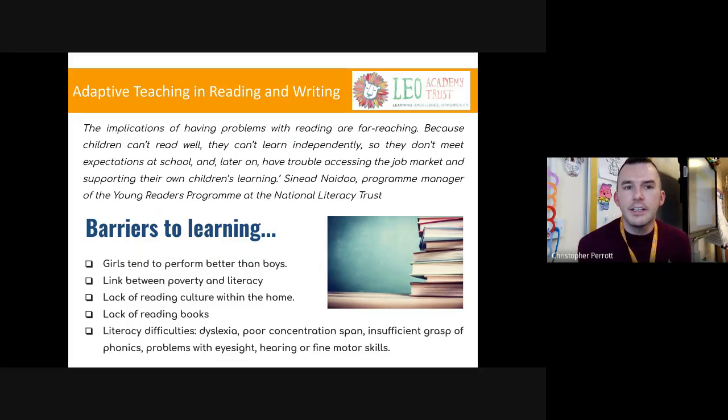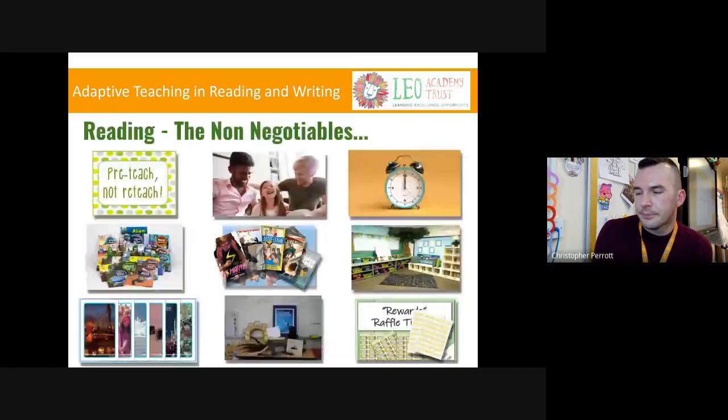Now, the barriers to learning in terms of reading, we know that girls tend to perform better than boys. There is an obvious link between poverty and literacy. There can obviously be a lack of reading culture within their homes and a lack of reading books. Now, as I said earlier on, children could also have literacy difficulties such as dyslexia, poor concentration span, insufficient grasp of phonics, problems with eyesight, hearing, or fine motor skills. So we have to take that into consideration when approaching reading lessons.